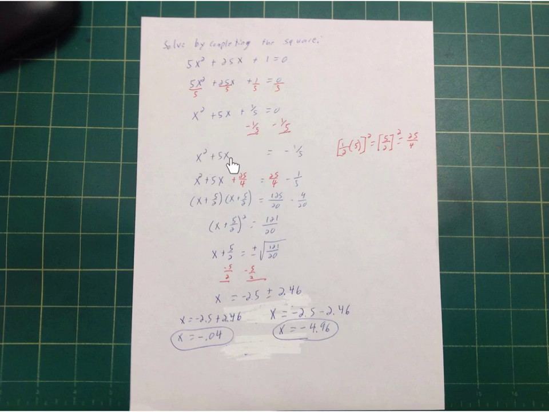Now you need to complete the square, so you look at the coefficient of x, you want to take half of that and square it. So half of 5 is 5 halves, you square that, that's 25 fourths. You want to add that to each side.